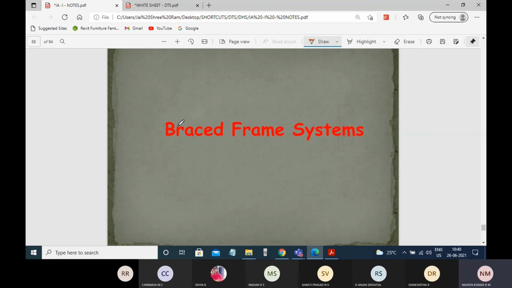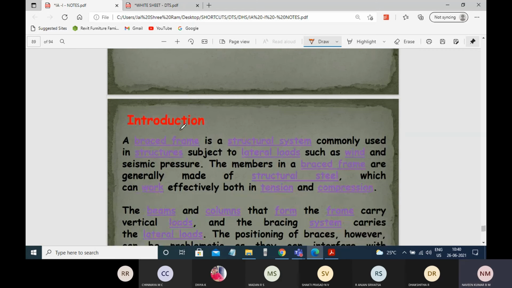So coming to the next structural system, that is the braced frame system. Braced frames is a structural system commonly used in structures subjected to lateral loads. This point you can add for all the structural systems. The main function of the structural system is to resist the lateral loads. So which are the lateral loads? The lateral loads are due to wind load as well as the earthquake load, right?